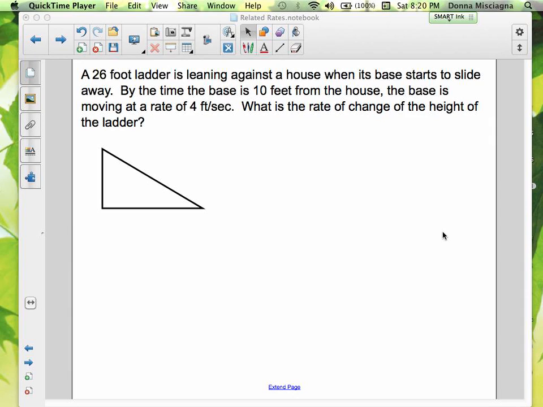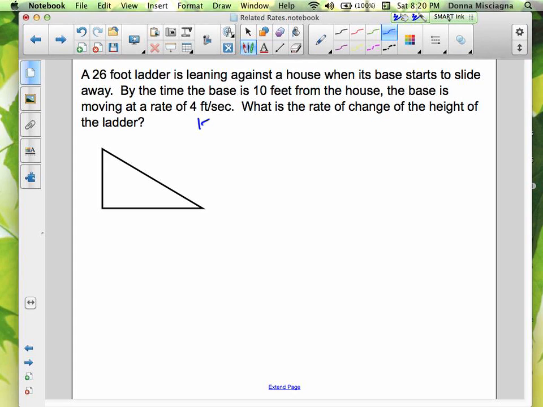All right, so we're going to be solving 3 problems involving a sliding ladder. The first one looks at the rate of change in the height. The second one, the rate of change in an angle. And the third one is the rate of change in the area of the triangle. Whenever we're solving a related rate problem, we should figure out what we know, what we want to know, and how they're related.